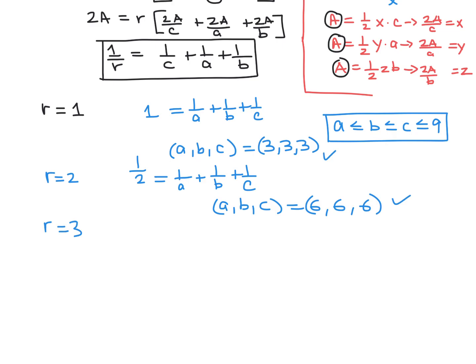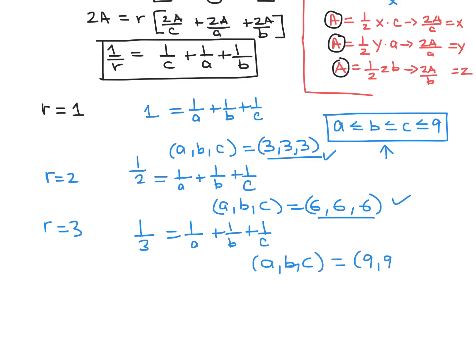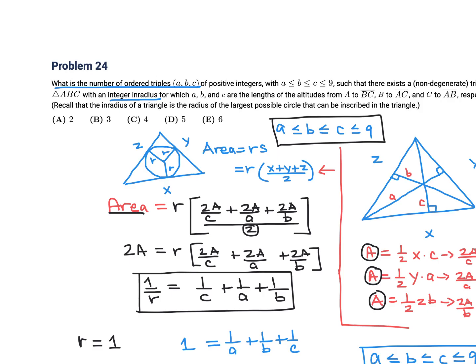Also keep in mind that we're also satisfying that inequality with these triples. How about if r is 3? Then we have 1 over 3 is equal to 1 over a plus 1 over b plus 1 over c. And I think the triple that satisfies this is 9, 9, 9. And we are still within these parameters. Now if r equals 4, then we'll get values of a, b, and c that are larger than what we are allowed under those parameters. So the only ones we got were these 3, and therefore 3 is the answer. 3 ordered triples, and the answer choice is B.